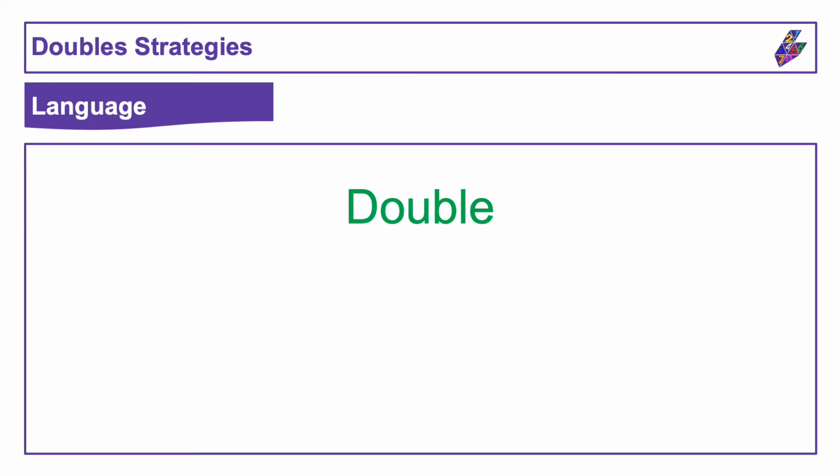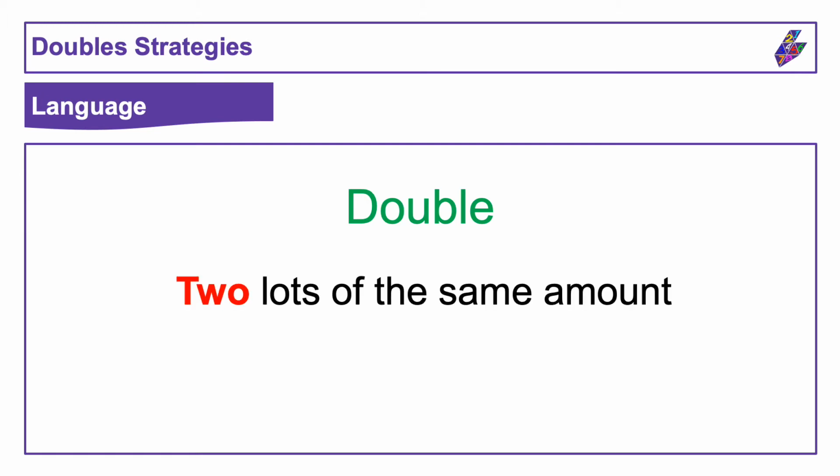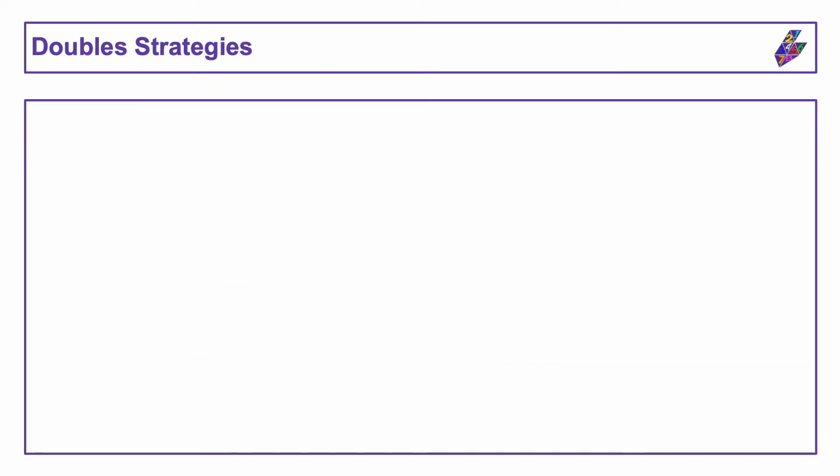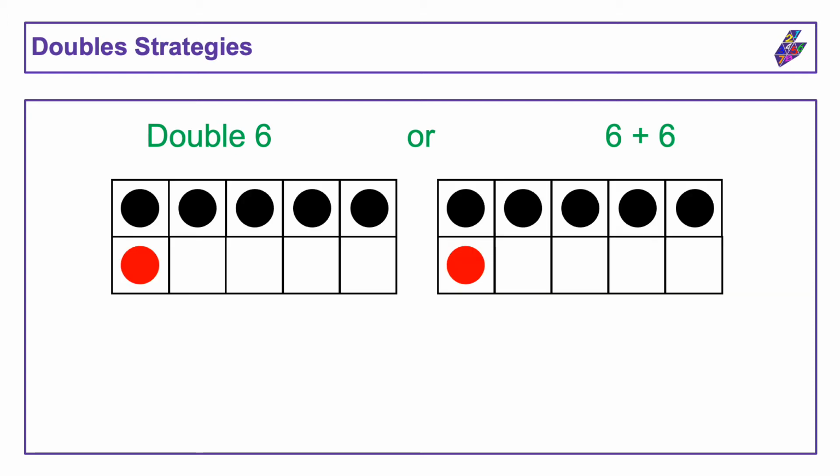Double can mean that you have two lots of the same amount, or it might mean that you have twice as much or twice as many. Let's try and work out double 6 or 6 plus 6. Double 6 can mean two lots of 6. Let's show that on a tens frame.